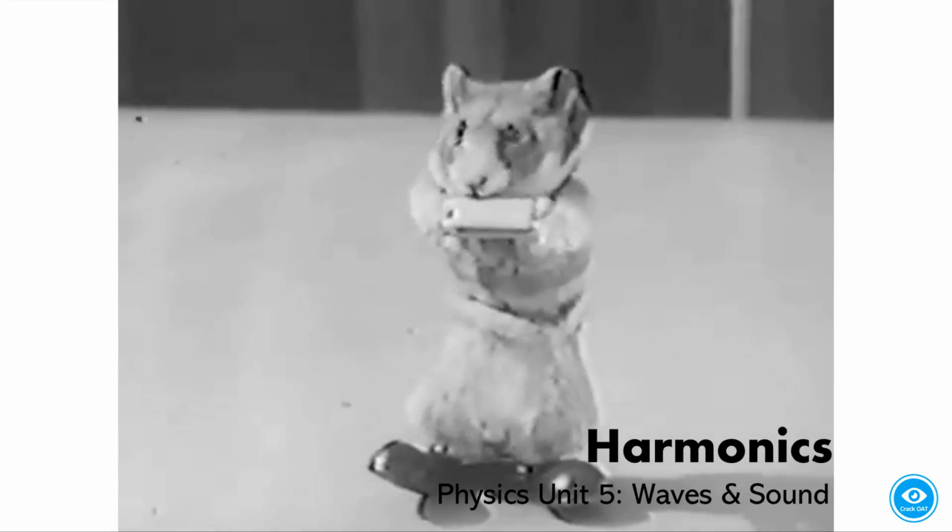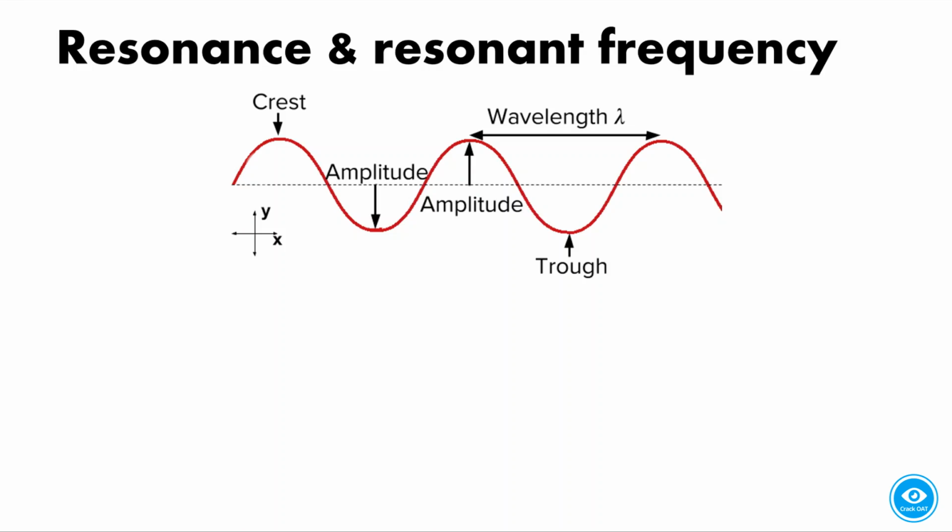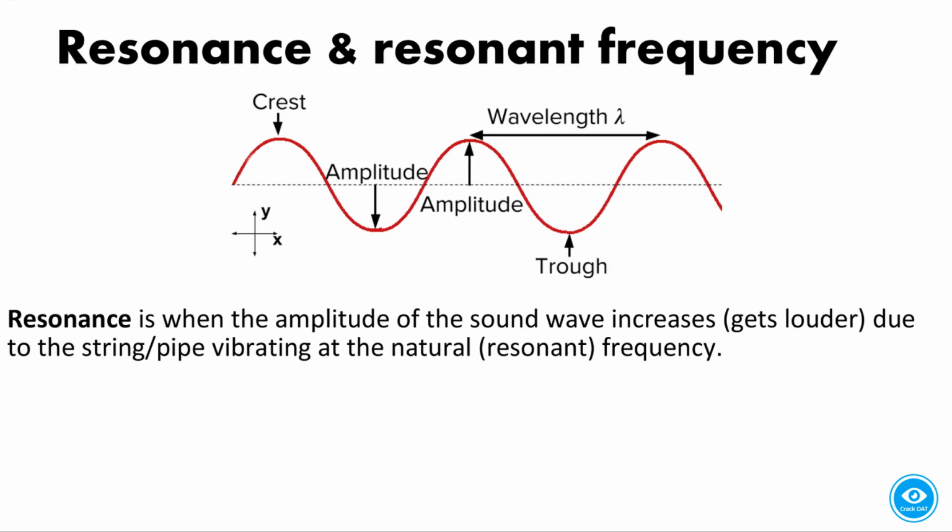Alright guys, today we're going to be talking about harmonics and resonant frequency. So resonant frequency is termed the natural frequency, and this is the special frequency at which the sound wave's amplitude is going to get larger, which means that the sound is going to get louder just because the string or the pipe instrument is playing a tune at the natural frequency.